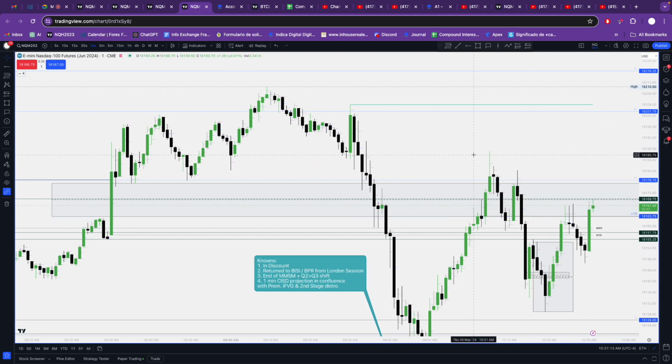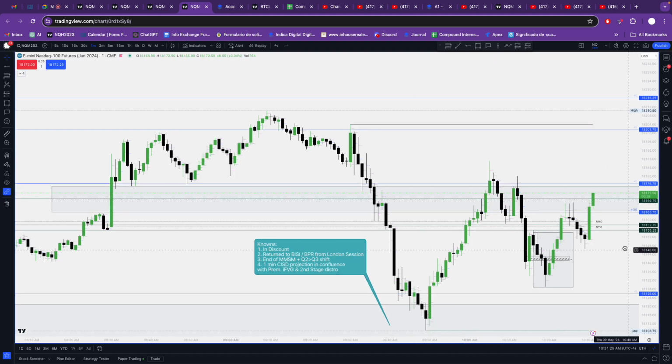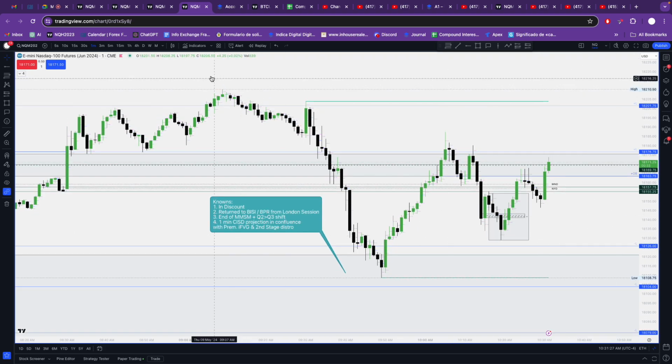It was a combination of this here. We have a 1 minute change of state delivery. This is our Judas swing right here on the 9:30 open. This is a nice 1 minute change of state delivery. Look where price goes to. Exactly hits that. Boom.